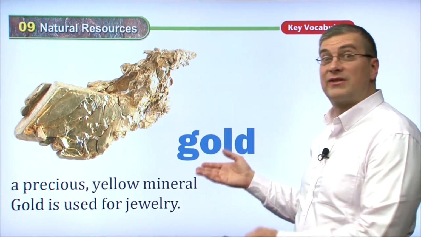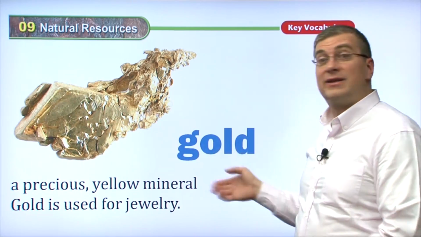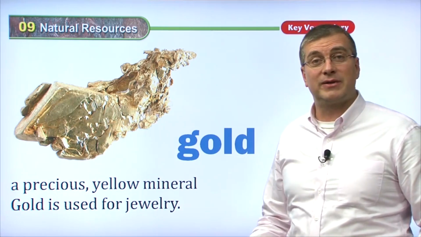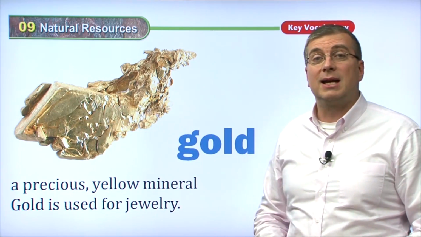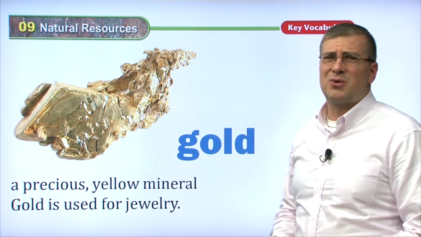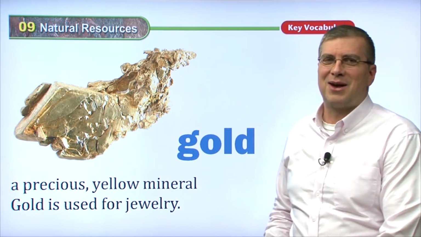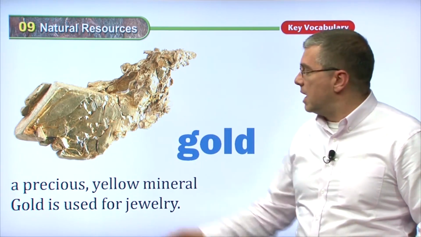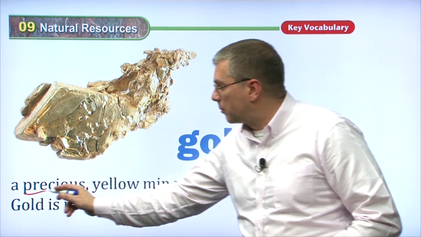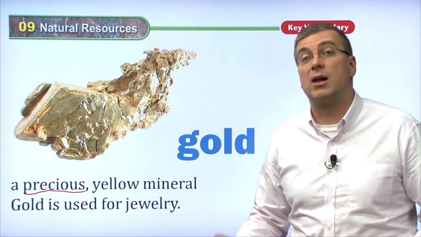Okay, another resource is gold. Now gold, we were just talking about minerals, right? Gold is a type of mineral. It's a very famous type of mineral. Why is it so famous? Because gold was used for money for thousands of years. It still is used as money. But of course, we don't usually use gold as money because if you put it in your pocket, well, it's very heavy to carry around. It's also very expensive. We see that gold is precious. What does precious mean? Precious means expensive, right? It's very expensive. It's very valuable.